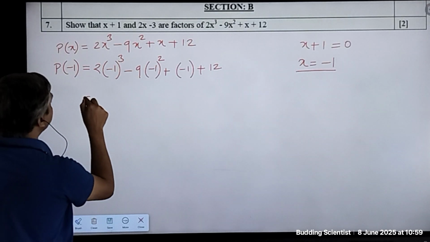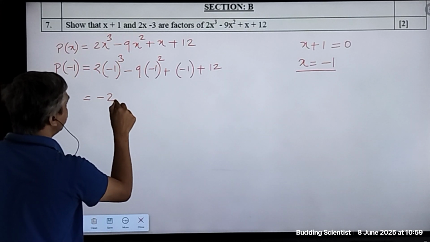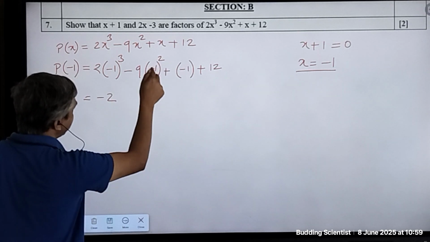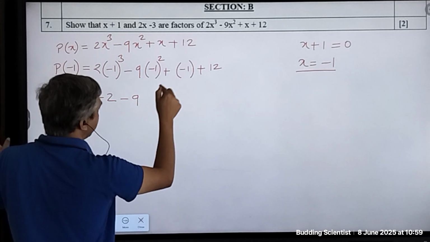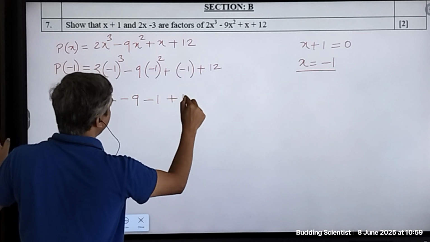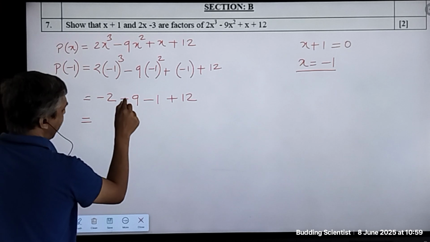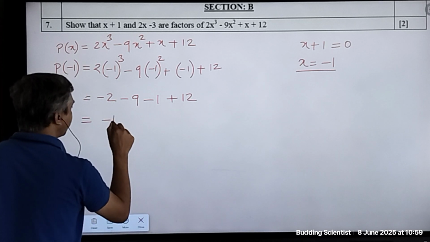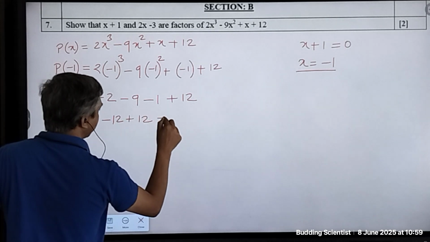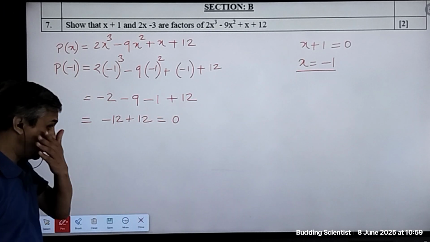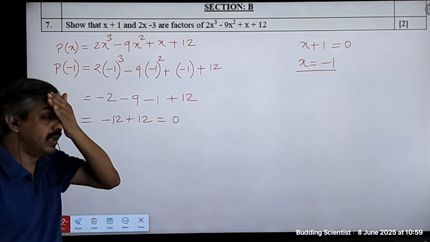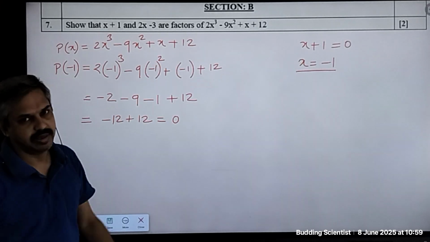Minus 1 cube is minus 1, so 2 into minus 1 is minus 2. Minus 1 square is plus 1. Minus 9 into plus 1 is minus 9. Minus 1 plus 12. Minus 2 minus 9 minus 1 is minus 12, plus 12. Plus 12 and minus 12 get cancelled, so the answer is 0. And the answer being 0 means x plus 1 is definitely a factor.